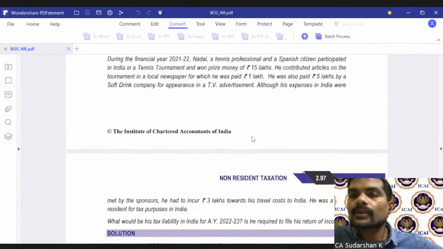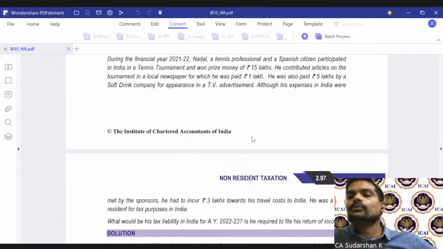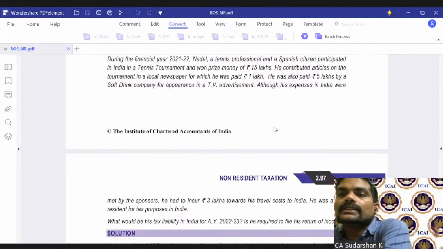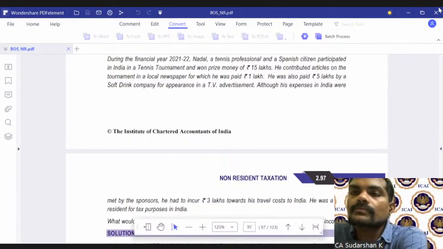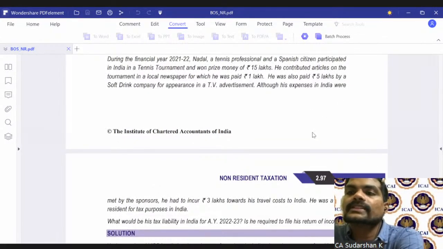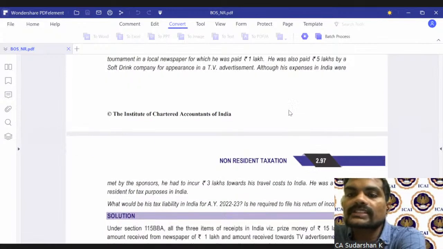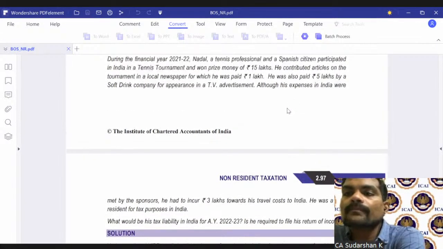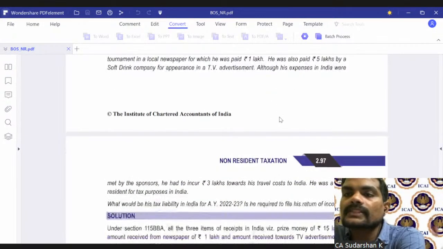So the first thing for 115BBA, he should be a sportsperson. Yes, Nadal is a tennis professional. He should be a non-resident for tax. Yes, he is, and should not be a citizen of India, being a Spanish citizen. So he satisfies 115BBA. Under 115BBA, all these three are captured. That is performance income, income from participating in a sport event, articles in a tournament, and advertisement.